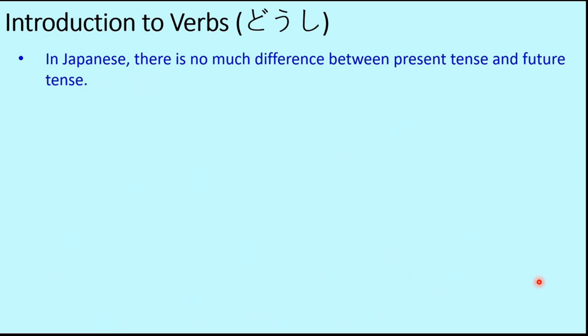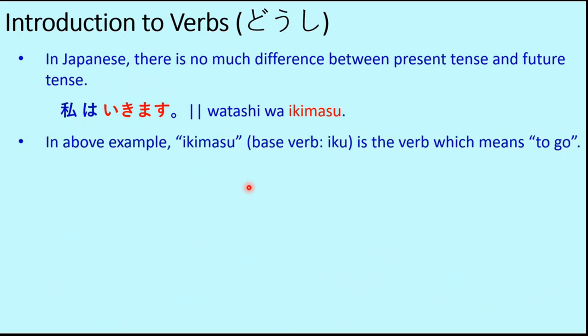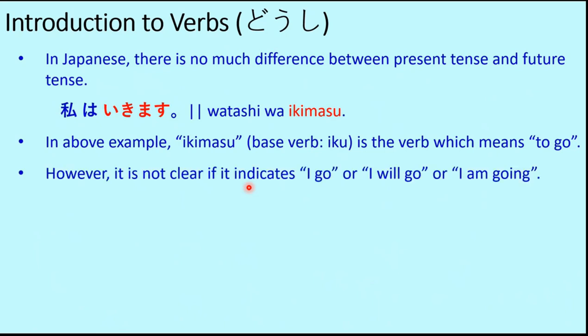In Japanese, there is not much difference between the present tense and the future tense. For example, iku is the verb for to go. And in the formal form, iku becomes ikimasu. So watashi wa ikimasu means I go. If I say watashi wa ikimasu, it doesn't get clear if it indicates I go, or I will go, or I am going.